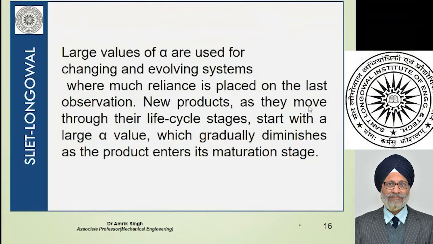So new products, as they move through their life cycle stages, start with a larger value of alpha, which gradually diminishes as the product enters the maturity stage. So it is like that only. A mobile or product that was selling last year, so it has been sold and it has achieved certain maturity, so data of sale for that particular item will not matter much.